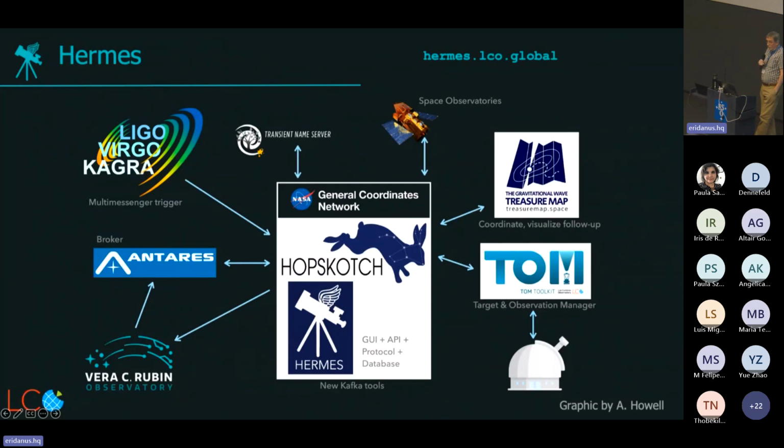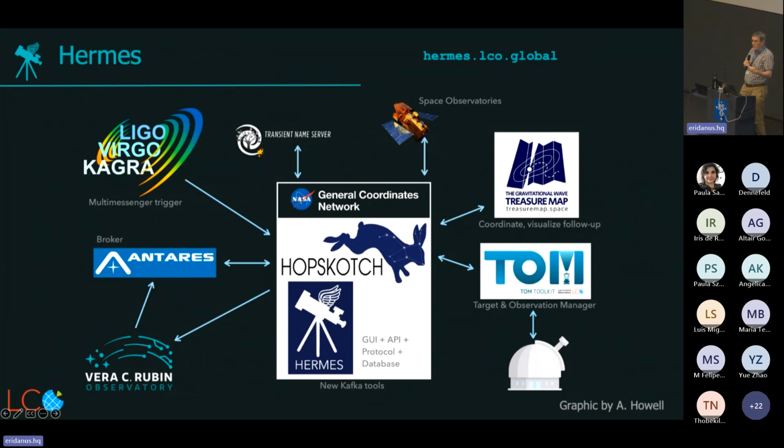So one of the solutions that we are developing at LCO is this thing called Hermes. This is designed primarily for the gravitational wave multi-messenger follow-up. But myself, as part of the Solar System Science Collaboration of Rubin, we are looking at potentially using this for doing solar system alerts as well.